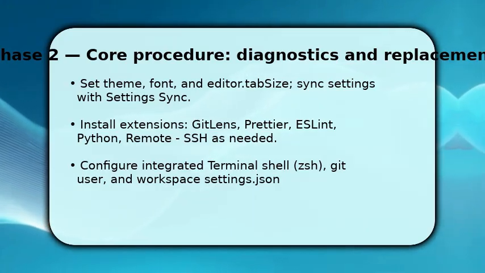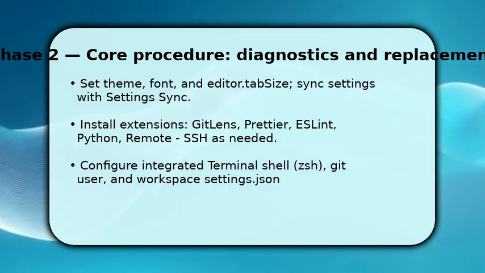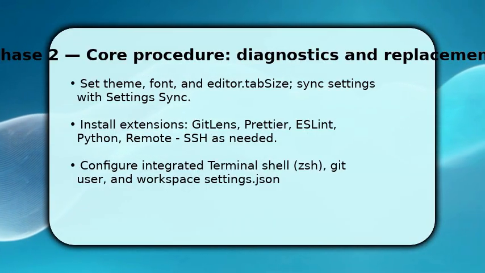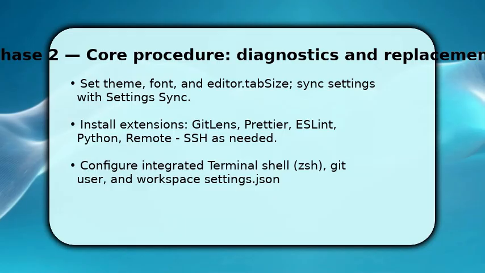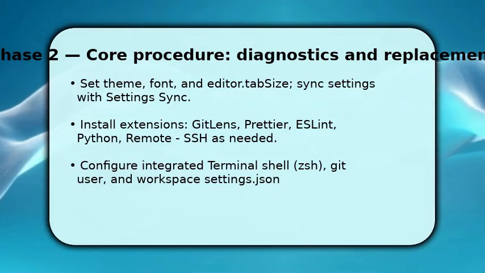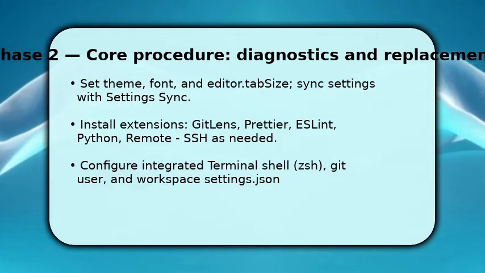Install essential extensions like GitLens, Prettier, ESLint, and language packs. If you remote develop, add Remote SSH. Configure the integrated terminal to zsh, set Git user.name and user.email, and tweak workspace settings.json for formatter and lint rules. Once configured, open a project, run tasks, and you'll see immediate productivity gains.